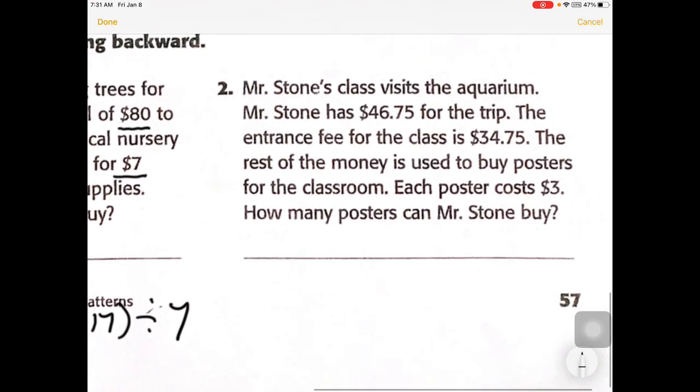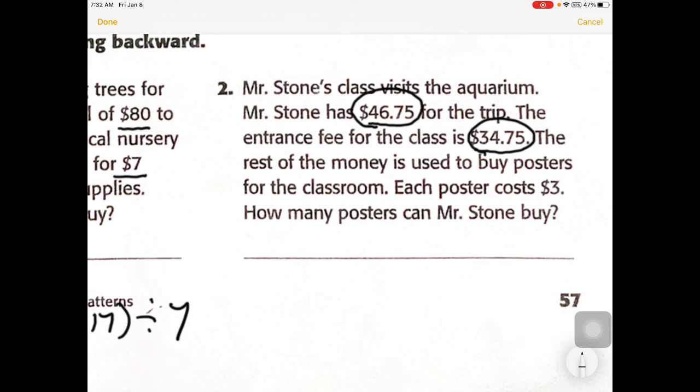Mr. Stone's class visits the aquarium. Mr. Stone has $46.74 for the trip. The entrance fee for the class is $34.75. The rest of the money is used to buy posters for the classroom, and each poster costs $3. How many posters can Mr. Stone buy? So let's work backwards.